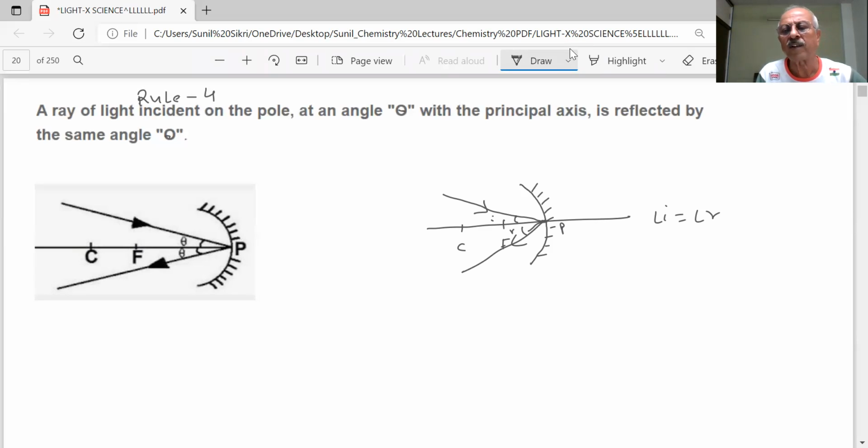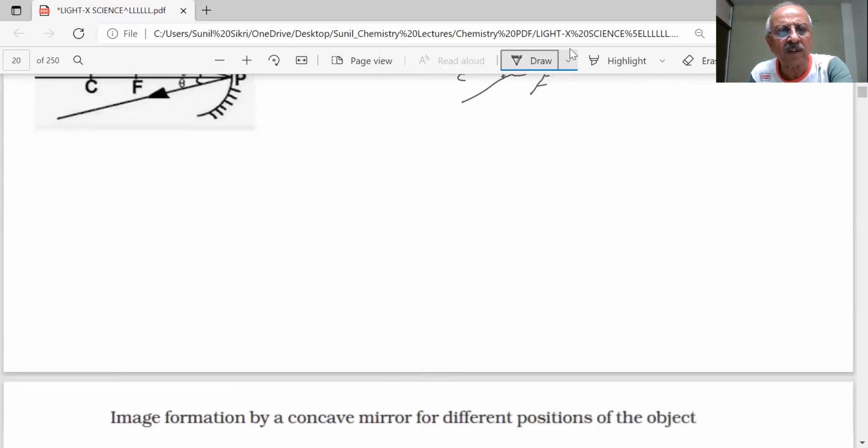Pole, focus, and center of curvature: this rule I will use very less. But the other 3 rules I will use a lot in drawing the ray diagrams. Is it clear? Yes, sir. How many rules I told you? Tell me. 4. All are easy and learned. And this is not the one which I will be using. It is not required. The first 3 will be used.